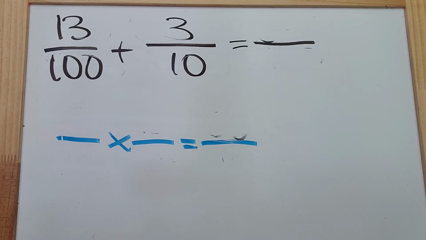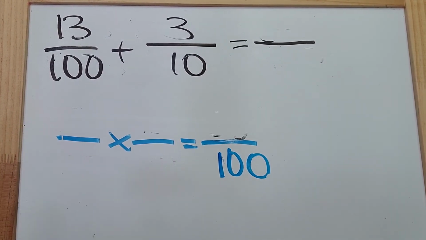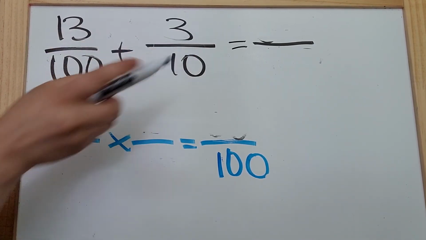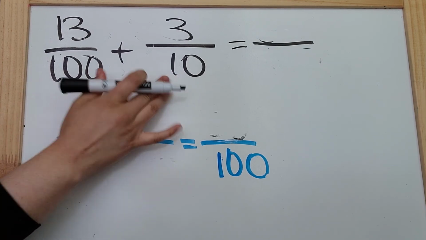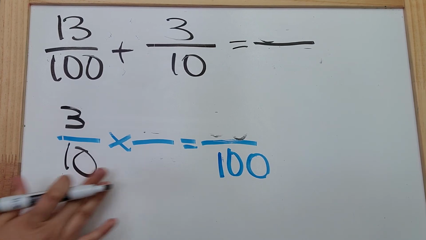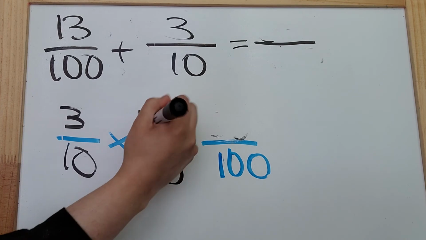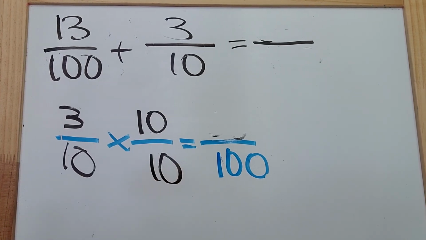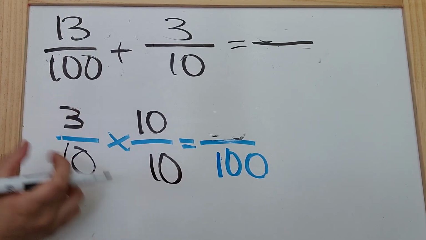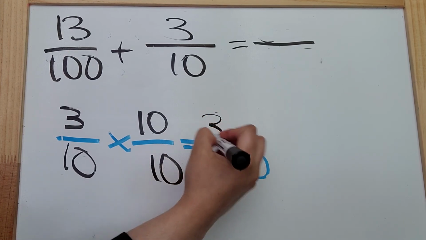Once again, we should end with hundredths. The fraction that I am going to be switching to hundredths is 3 tenths. Same thing, 10 times what number equals 100? 10 times 10. Whatever we do to the denominator, we do to the numerator, because we're trying to keep the same value on this number. So 3 times 10 equals 30.